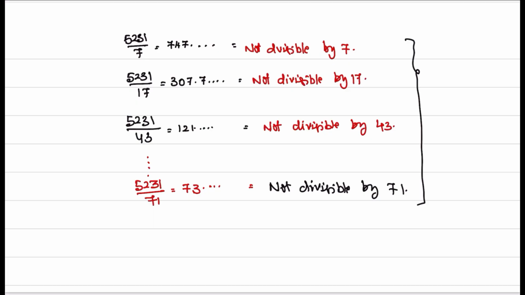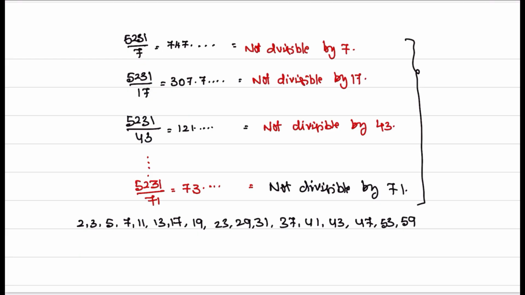And it is not divisible by 2, 3, 5, 7, 11, 13, 17, 19, 23, 29, 31, 37, 41, 43, 47, 53, 59, 61, 67 and 71. Not divisible.